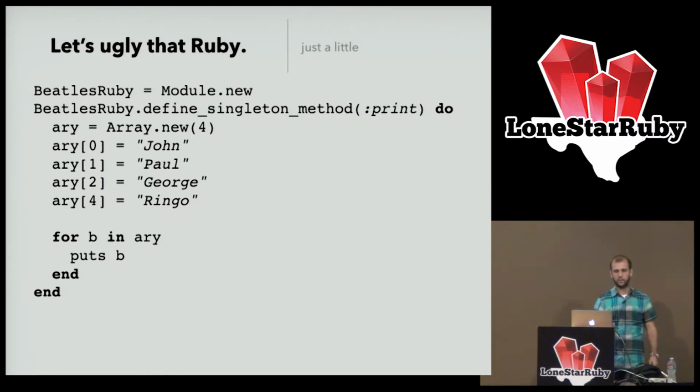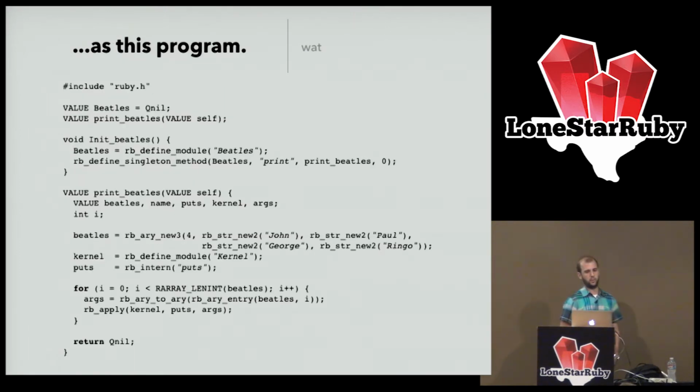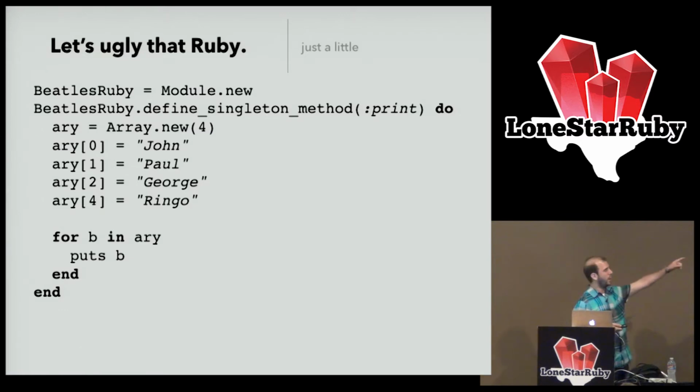Well, you can write Ruby in any language, including C. And then that Ruby, or that C code might be slow. So here's how we ugly up that Ruby. This Ruby basically maps to this C program. So we create a Ruby module, and then we define a singleton method on it, and we create a new fixed size array, we throw some beetles in there, and then we have a for loop over it, and we print out the beetles.